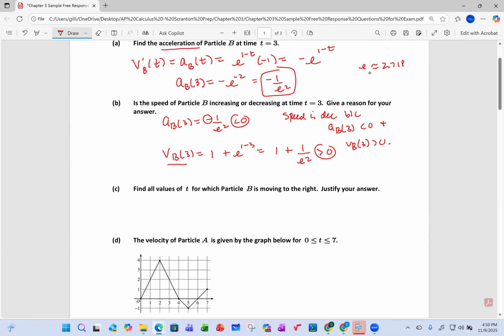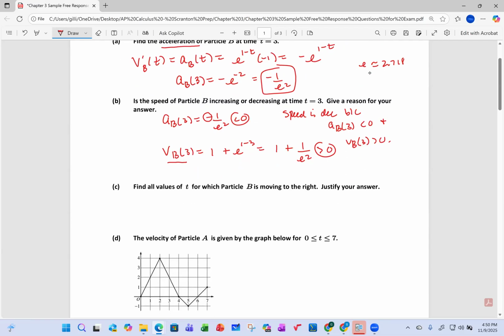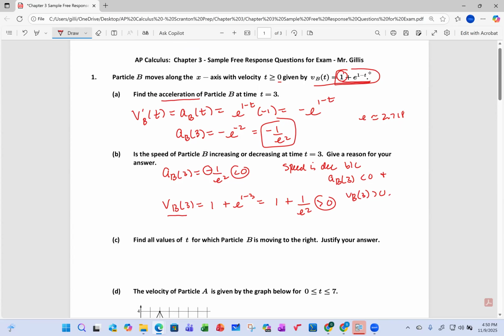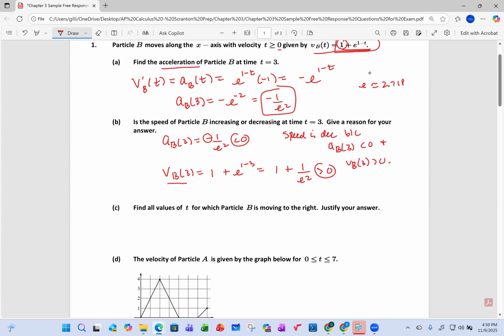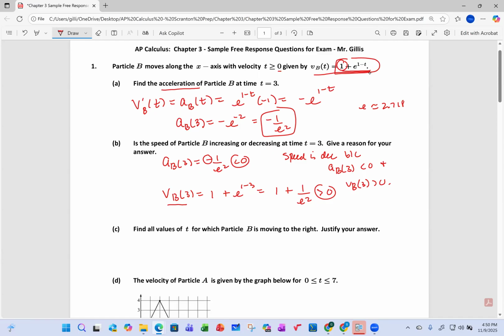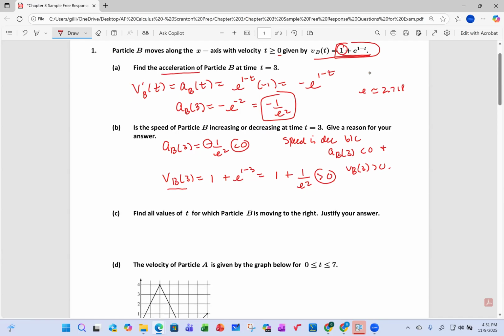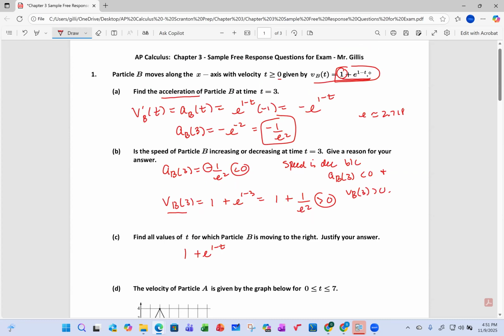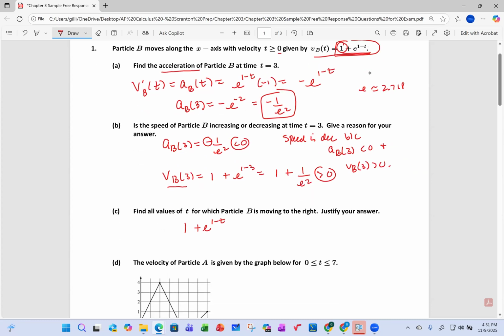Find all values of t for which particle B is moving to the right. So I need its velocity, which is given to me right here. So this is its velocity: 1 plus e to the 1 minus t. That is the velocity. And this is always positive right here. So no matter what, particle B is always moving to the right.